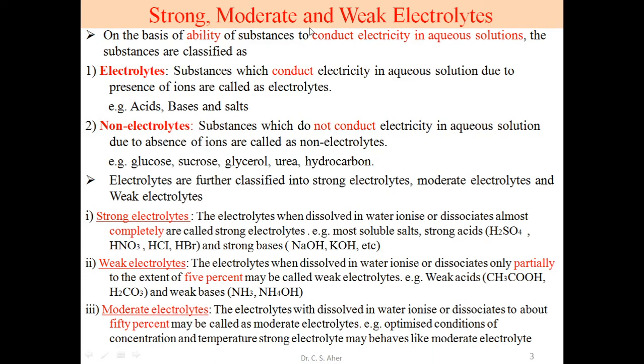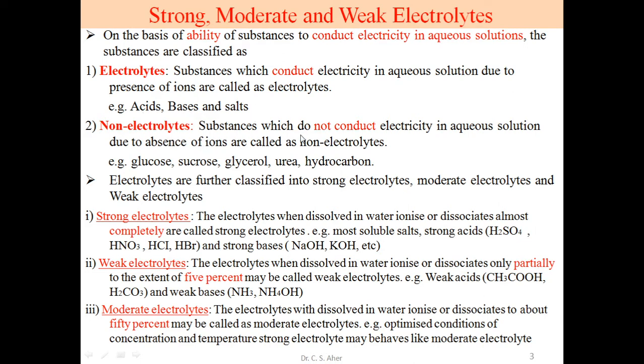So, strong, moderate and weak electrolytes. Before that, we consider electrolytes. What is an electrolyte and a non-electrolyte? On the basis of the ability of a substance to conduct electricity in aqueous solution, substances are classified as electrolytes and non-electrolytes. So what is an electrolyte? A substance which conducts electricity in aqueous solution due to the presence of ions is called an electrolyte. For example, acids, bases and salts.